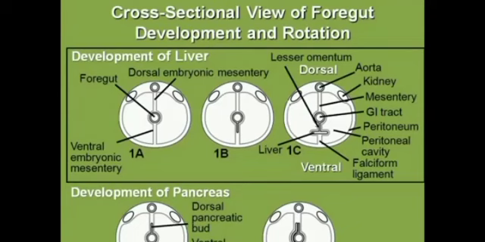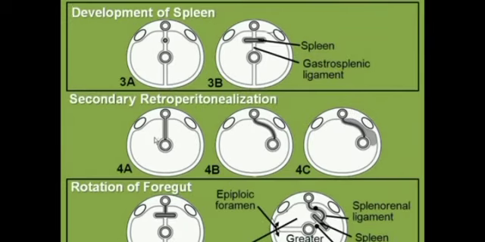So what we will do now is look at the development of the GI tract and organs related to the GI tract, primarily through a series of cross-sections through the embryonic abdomen. Those cross-sections are represented in the notes by a series of diagrams that you can see here. We have a series that refer to the development of the liver, and then development of the pancreas, and then the spleen, and then the secondary retroperitonealization and the rotation of the gut.